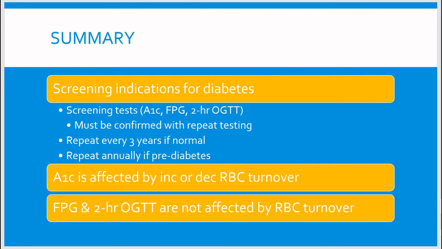So in summary, we spoke about screening indications for diabetes, and these screening tests include an A1C and fasting plasma glucose, and if it's a positive test, that must be confirmed with repeat testing. If the test is normal, you will repeat every 3 years. And if you find a patient with pre-diabetes, you will repeat it annually. A1C is affected by increased or decreased RBC turnover. Fasting plasma glucose and 2-hour oral glucose tolerance tests are not affected by RBC turnover.